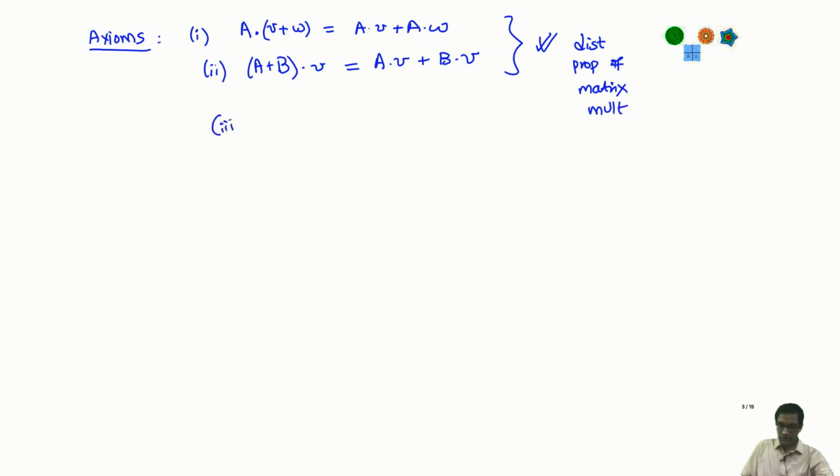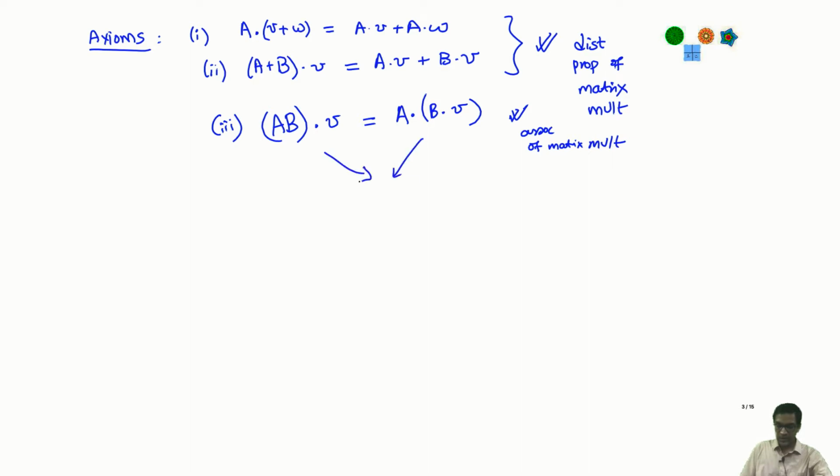Now axiom 3 was if I take a product of two matrices A and B and scalar multiply with v, it should give me the answer of repeated action, A acting on B acting on v. But again, this just comes from the associativity of matrix multiplication, because both sides are just equal to the product of the three matrices A, B and v. Okay, and finally the identity.